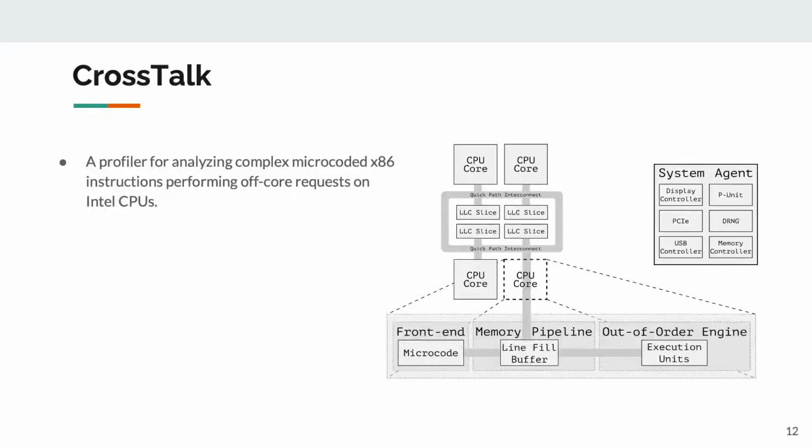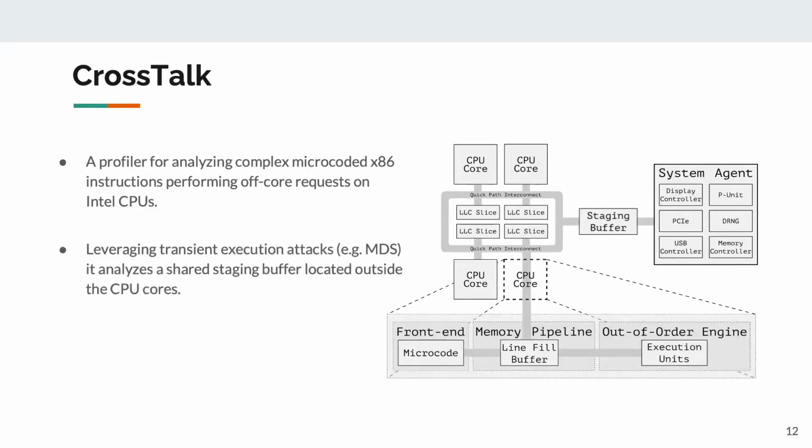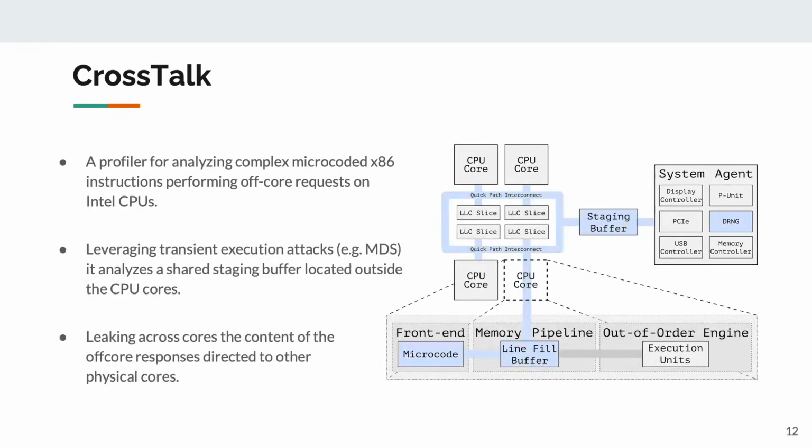So to analyze these off-core requests and responses, we built CrossTalk, a profiler for analyzing complex microcoded instructions which perform off-core requests. And by leveraging transient execution attacks like MDS, CrossTalk analyzes a shared staging buffer located outside of the CPU cores, leaking across cores the content of the off-core responses directed to other physical cores in the system.